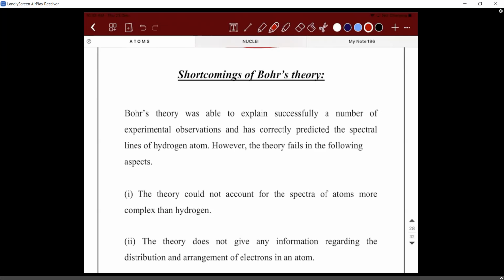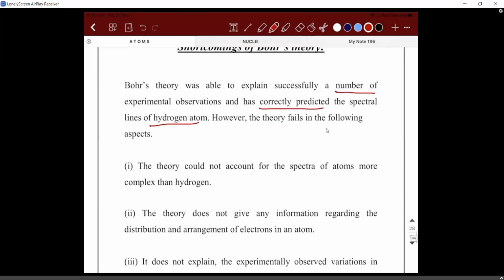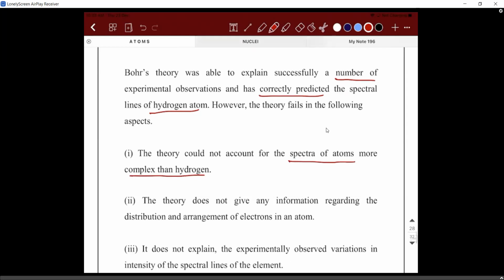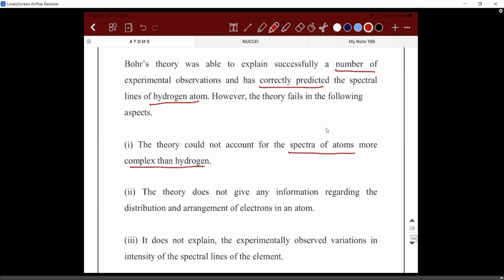Bohr's theory was able to successfully explain a number of experimental observations and correctly predicted the spectral lines of the hydrogen atom. However, the theory fails in the following aspects. First, the theory could not account for the spectra of atoms more complex than hydrogen. That is one drawback. Second, the theory does not give any information regarding the distribution and arrangement of electrons in an atom, the cloud-like structure and orbitals concept that you would have learned in chemistry. It didn't explain anything about it.